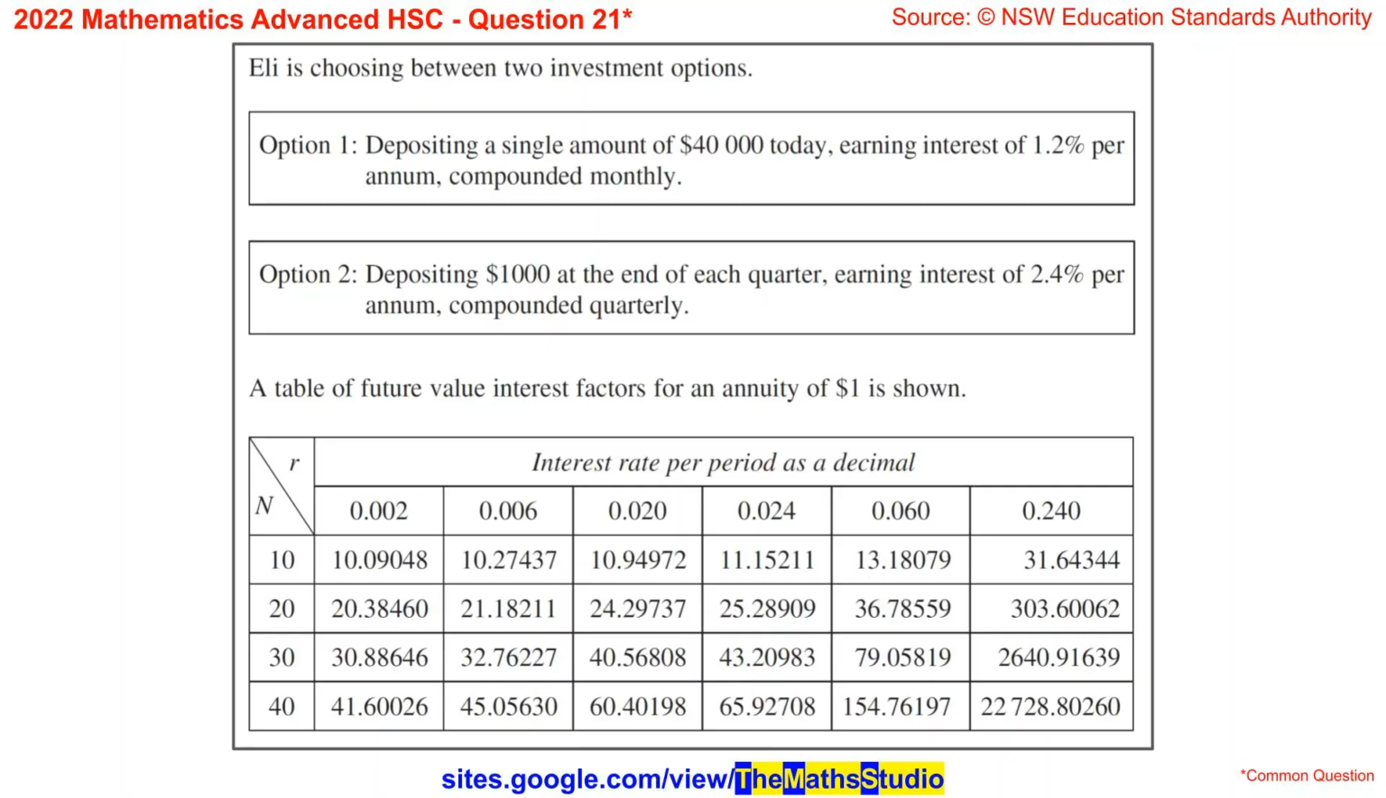Question 21. Eli is choosing between two investment options. Option 1. Depositing a single amount of $40,000 today, earning interest of 1.2% per annum compounded monthly. Option 2. Depositing $1,000 at the end of each quarter, earning interest of 2.4% per annum compounded quarterly. A table of future value interest factors for an annuity of $1 is shown.